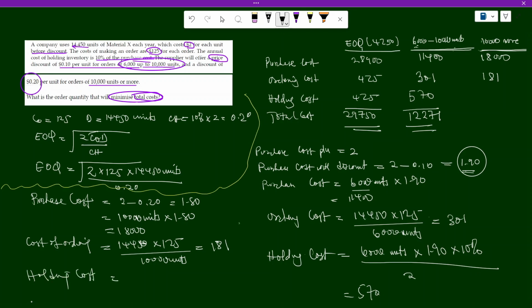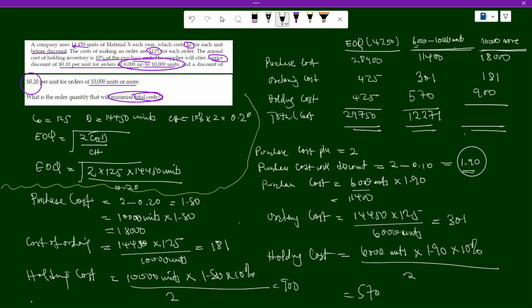So the holding cost, the same approach. Now we have 10,000 units, right? Multiplied by 1.8 times 10%, over 2. So 10,000 times 1.80 times 0.10, 1,800 divided by 2, giving us 900. So here will give us $900.